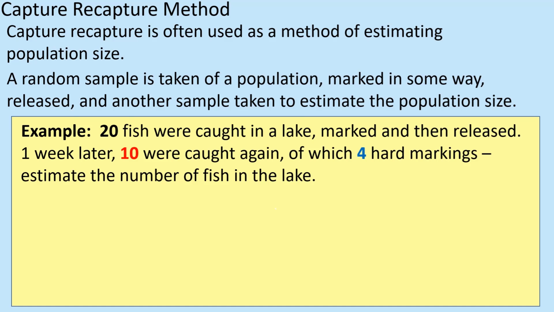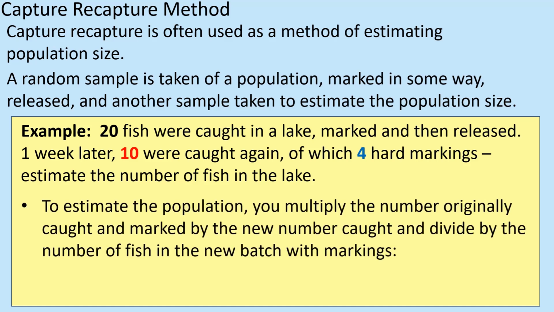All right, so there's a formula for doing this, but I'll try to explain roughly. To estimate the population, you multiply the original amount caught by the new number caught, so 20 times 10, and divide by the number of marked fish in the new batch, which is 4.